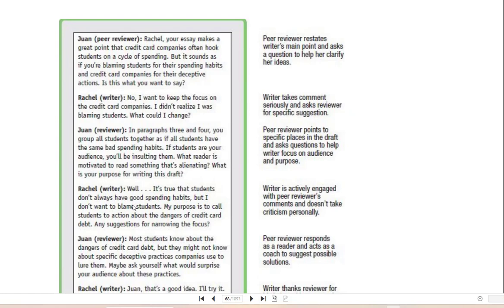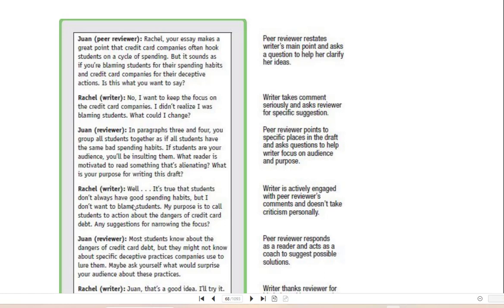Juan, peer reviewer: Rachel, your essay makes a great point that credit card companies often hook students on a cycle of spending, but it sounds as if you're blaming students for their spending habits and credit card companies for their deceptive actions. Is this what you want to say? Rachel, writer: No, I want to keep the focus on the credit card companies. I didn't realize I was blaming students. What should I change?